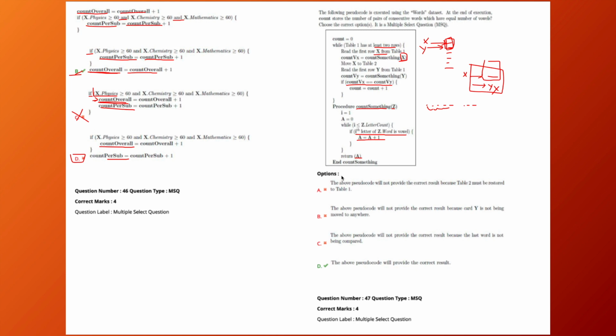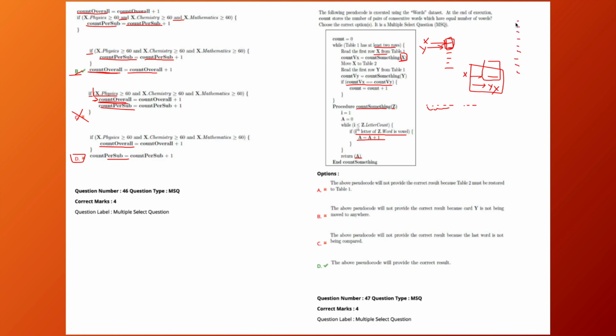Okay, so what we're going to do is we're going to go through the options. We're going to see which one is correct. So option A says the above pseudocode will not provide the correct result because table 2 must be restored to table 1. So look at the question. The question says at the end of execution, count stores the number of pairs of consecutive words which have equal number of vowels. So we know that we want to look at consecutive words.